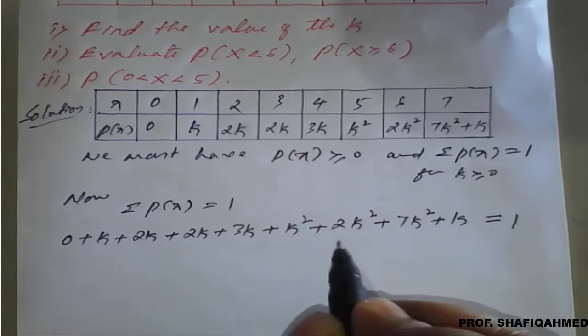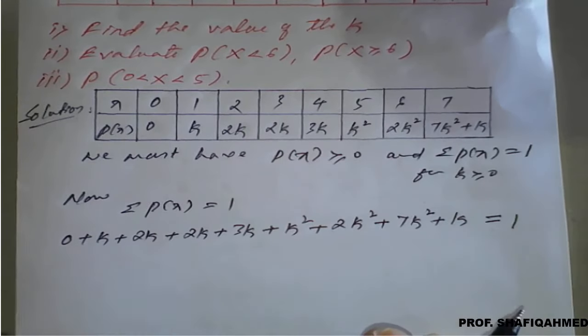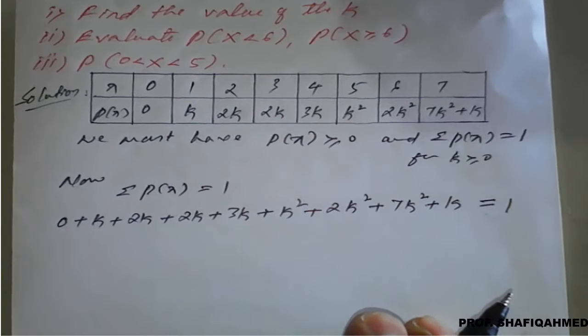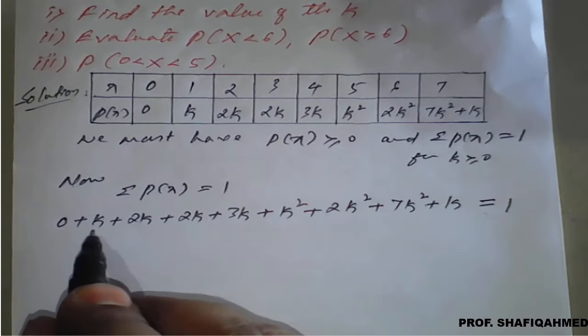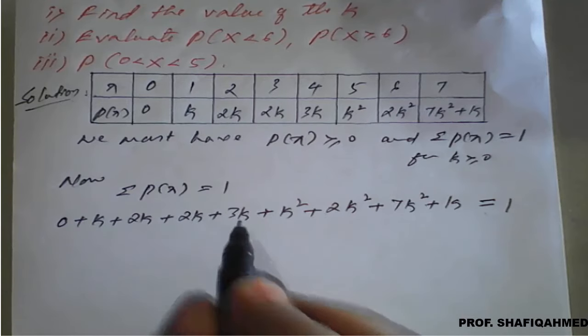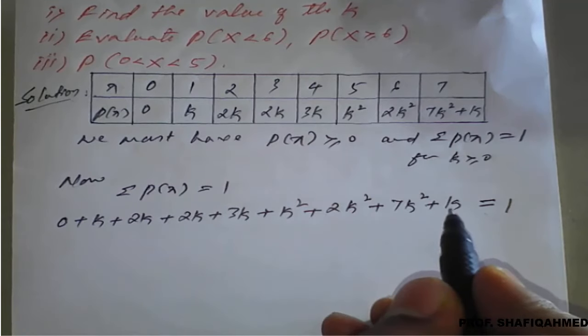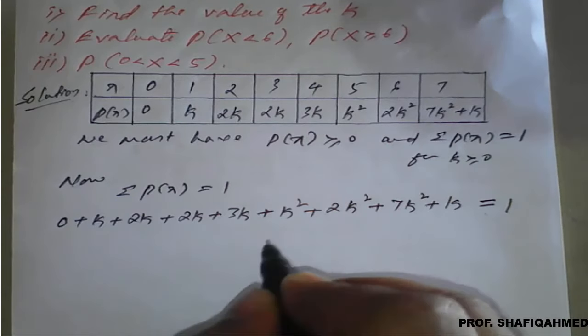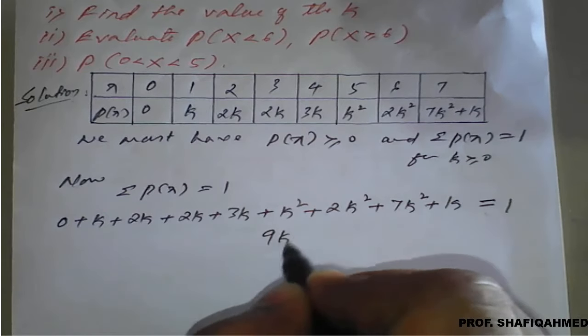You just see that we have two kinds of terms here: one is k and another is k square. We have to add those properly. Leave the 0. So k, 2k, 2k, 3k and this k we have to add. The simplification will be 9k.